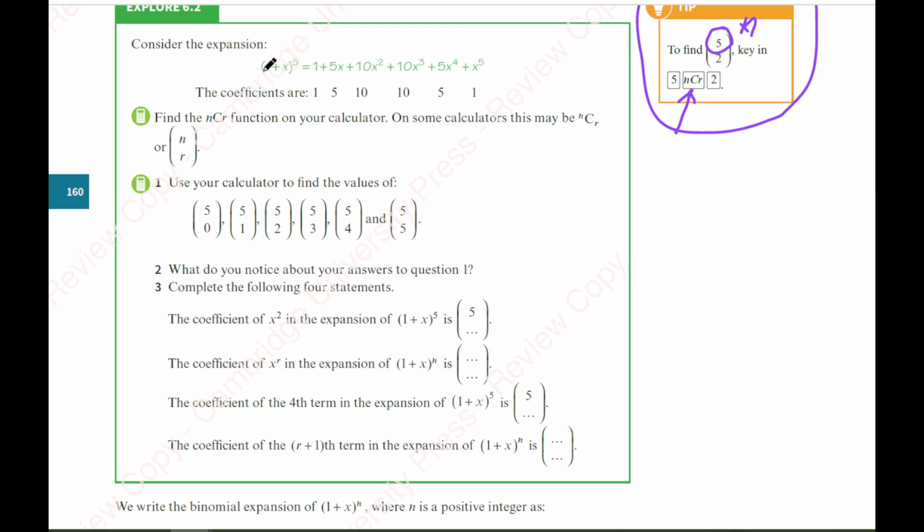Here you can see a very simple binomial, 1 plus x to the power of 5, and you can see all the coefficients here. If you have Pascal triangle, you will have all those coefficients. But now we need to figure out how to find those coefficients using the calculator and using the so-called combinations.